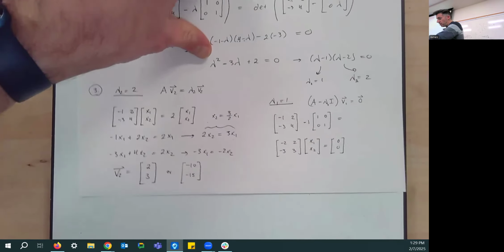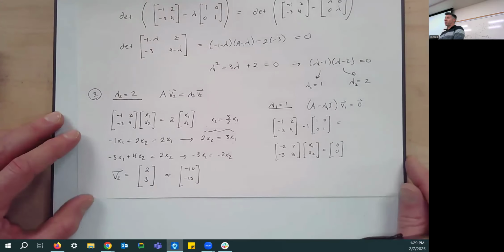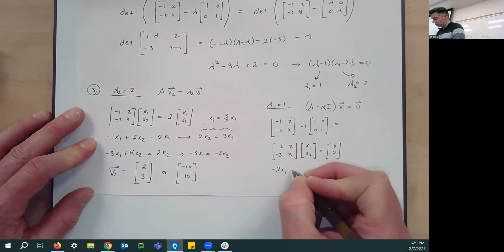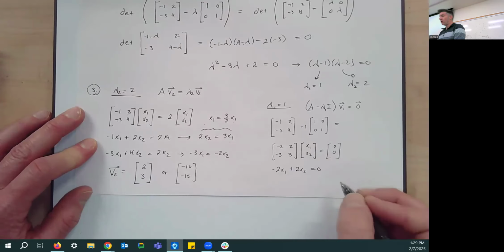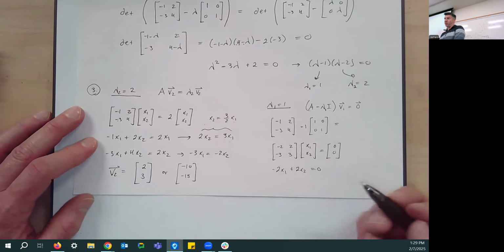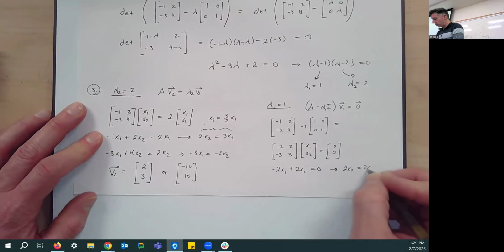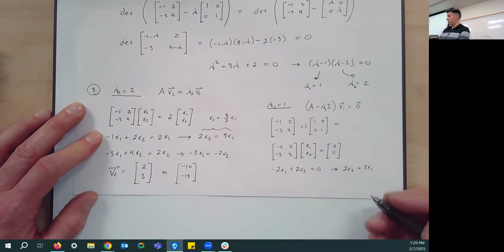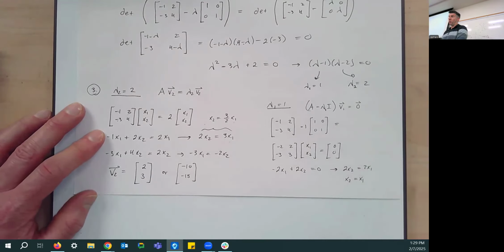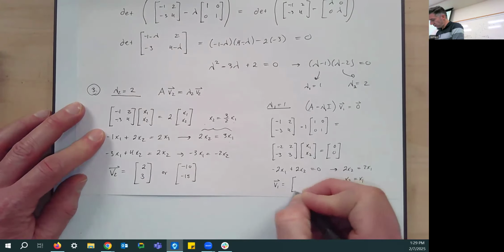So let's see. I think the one thing I do like about this is that it's more obvious that both equations are the same equation, essentially, right? Whether it's -2x1 plus 2x2 equal to 0, or the other equation, -3x1 plus 3x2 equal to 0, we can kind of see that those are just multiples of each other. So solving this one, I get 2x2 equal to 2x1. Since both of them can be divided by 2, I'm going to write this as x2 equal to x1. So here the eigenvector, I'm going to pick 1 for x1 and 1 for x2. V1 is going to be the vector 1, 1.